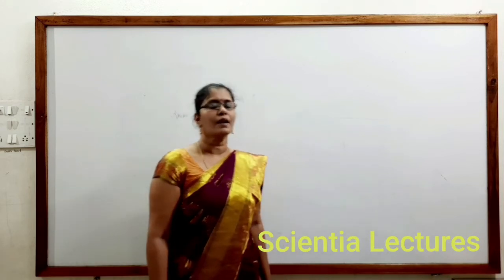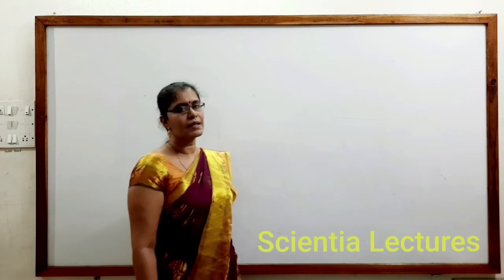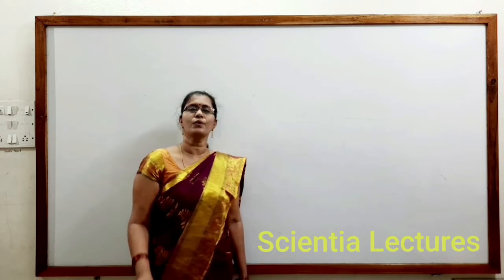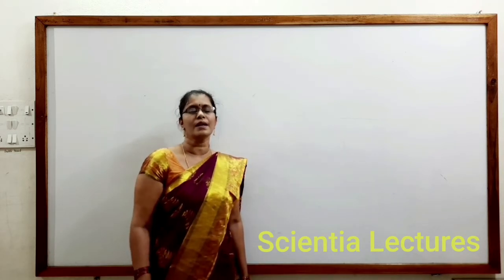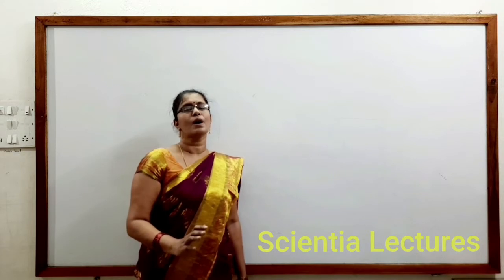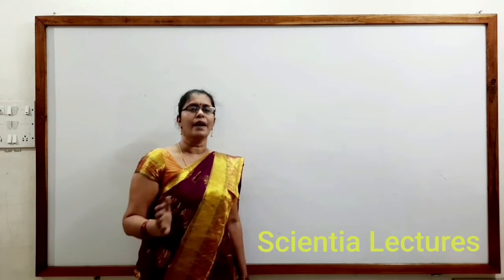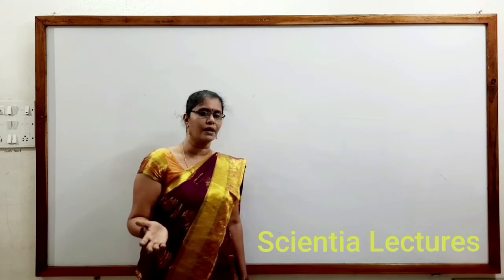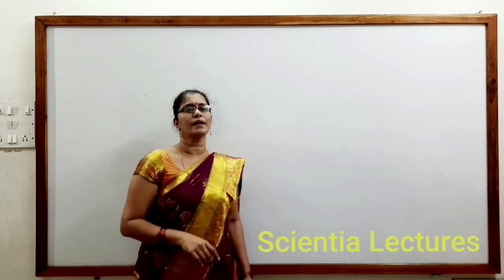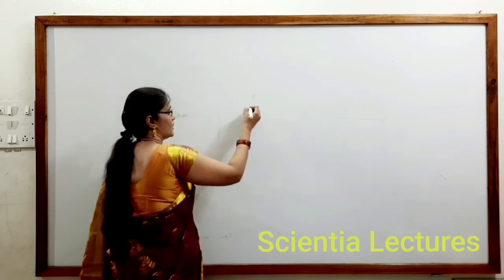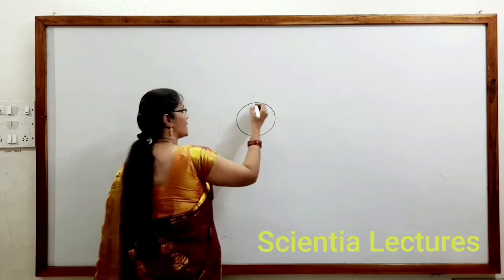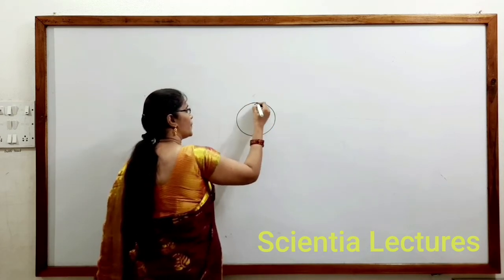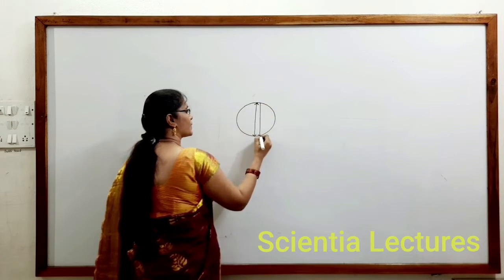But for now understand, when plane polarized light is passed through a few organic solutions, its vibrations get either rotated to the right, which is called dextrorotatory, or rotated to the left. Suppose this is, if we consider, the vibrations of light.